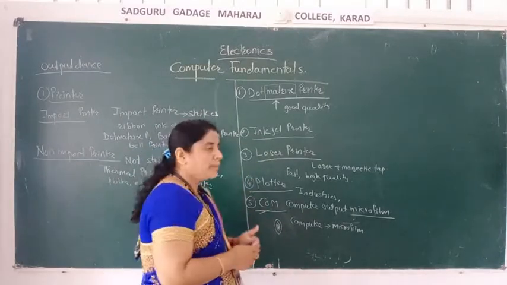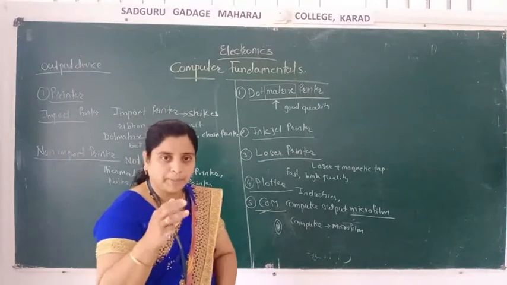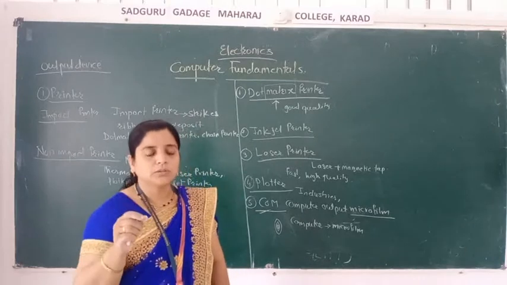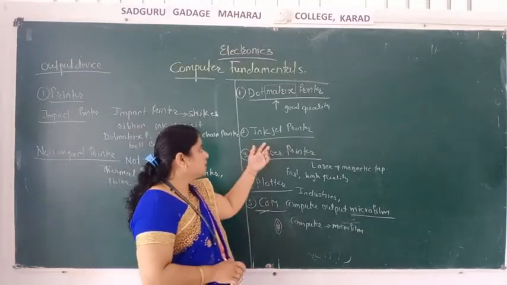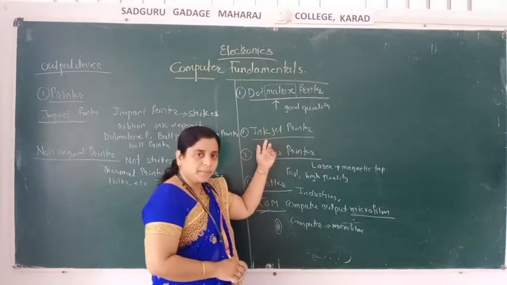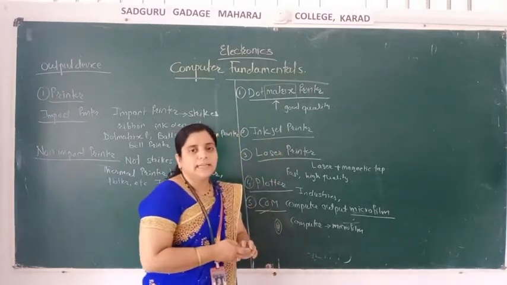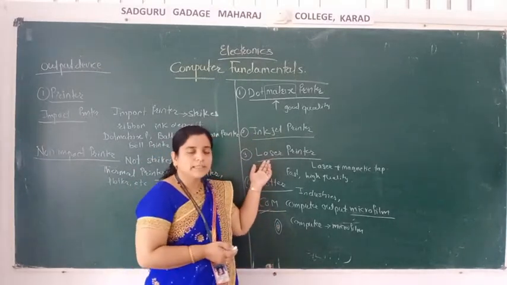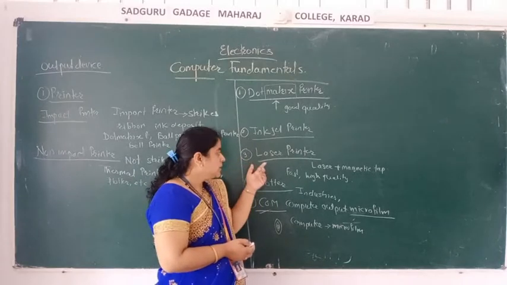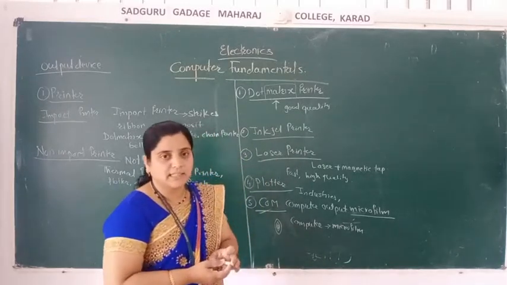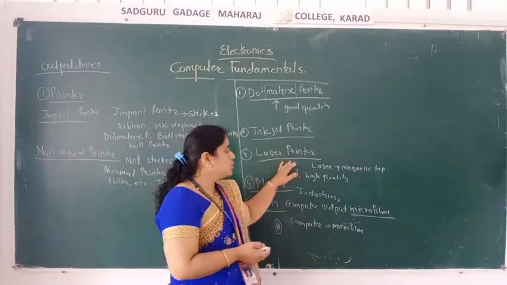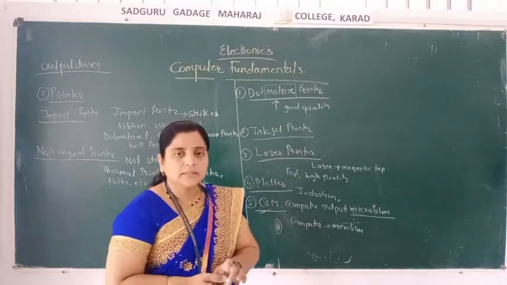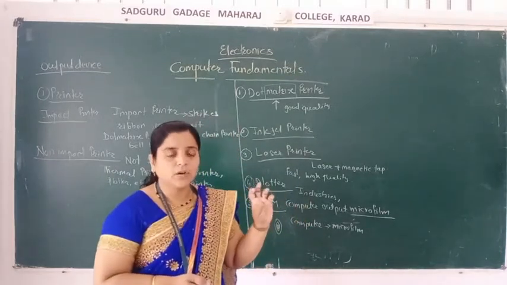The inkjet printer comes under non-impact printers. Non-impact means it does not strike the paper. Small drops of ink are sent onto the paper by nozzles, and then it prints. Next is the laser printer. Laser technology is used in this printer. You know what laser is; we have seen in detail in the communication chapter. The laser printer is a very fast, high quality printer, and it is not noisy.